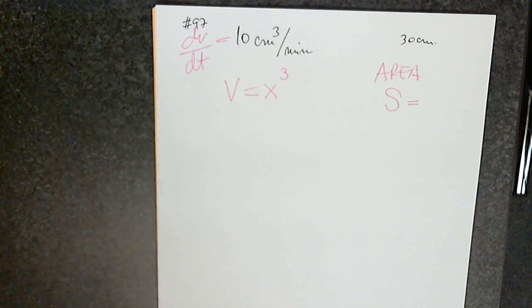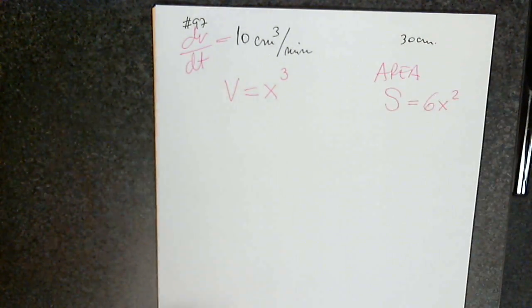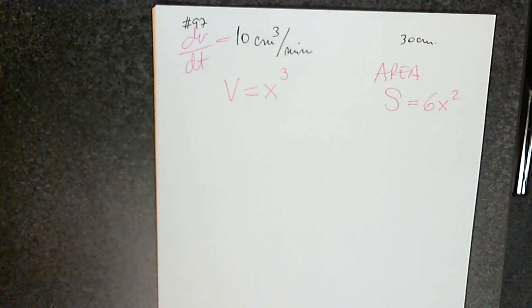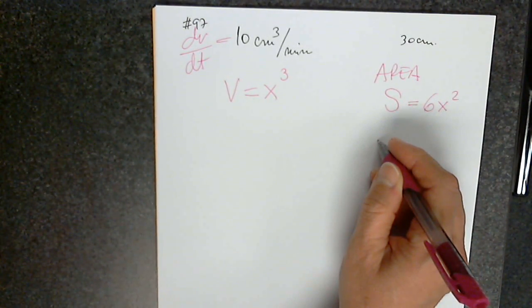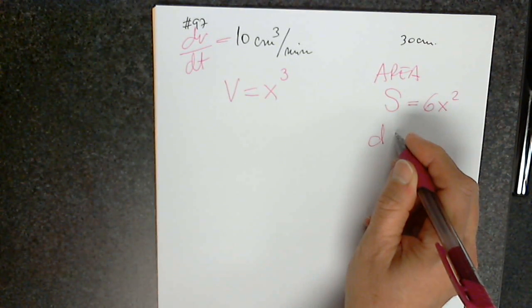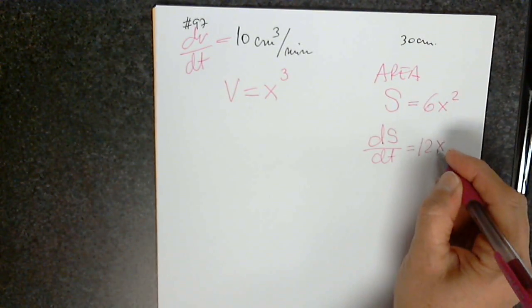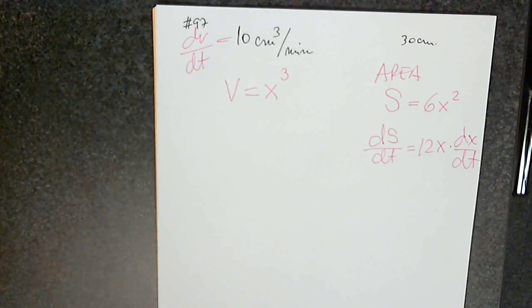How many sides does the cube have? Yes. 6. What is the area of 1? x squared. So, 6x squared. Good. So I want that differentiated. dS/dt is 12x dx/dt. dS/dt equals 12x dx/dt.